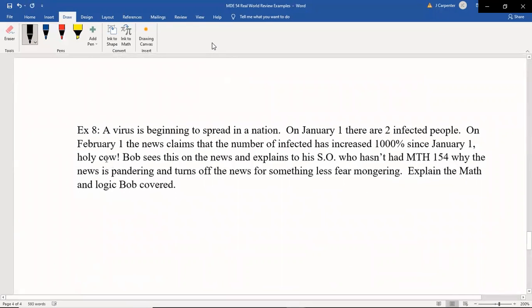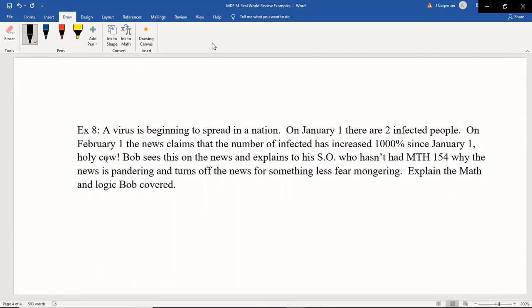January 1st, no year said, there's 2 infected people. That's it. On February 1st, 1 month later, the news claims that the number of infected people has increased 1,000% since January 1st. Oh my God, everything's on fire. The world's ending. 1,000% increase. This is awful. Holy cow.